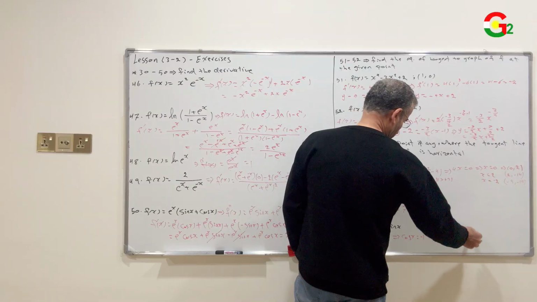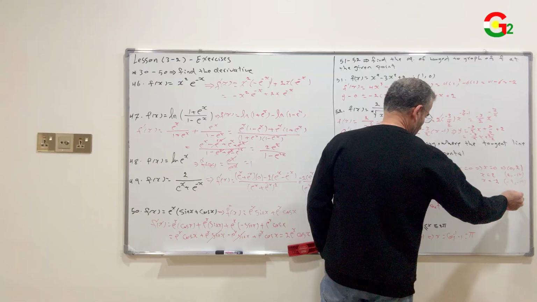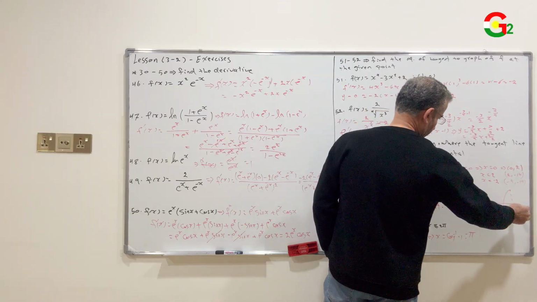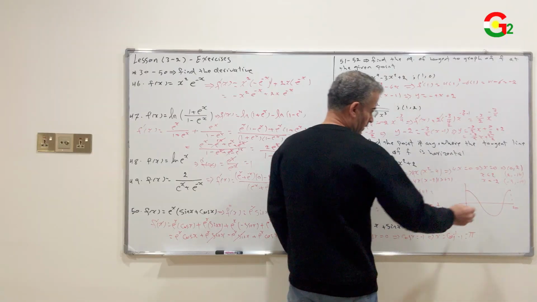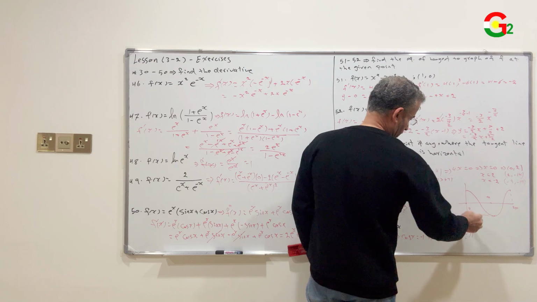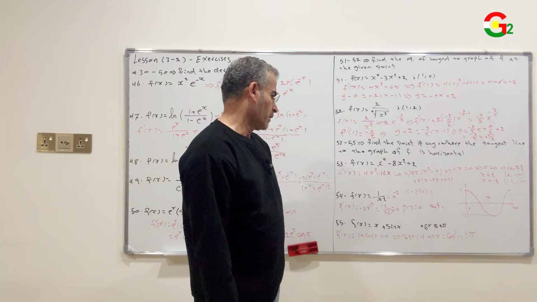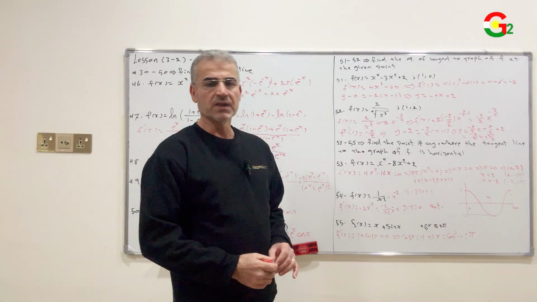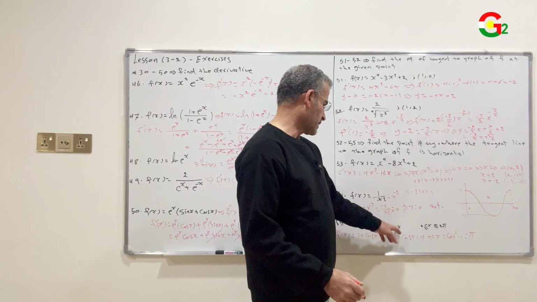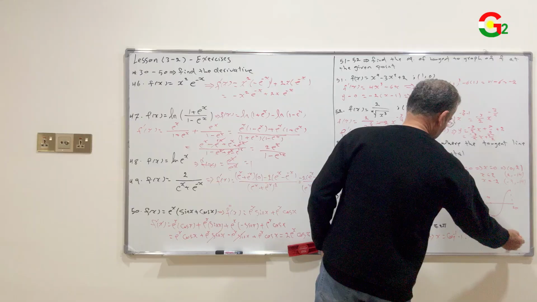interval is pi, because the graph of the cosine from 0 to 2 pi is like this. This is pi, and this is negative 1 and 1. So the value of x is pi. Substitute pi in the function. Pi plus sine pi, sine pi is 0. It is pi. Therefore, the point is pi.